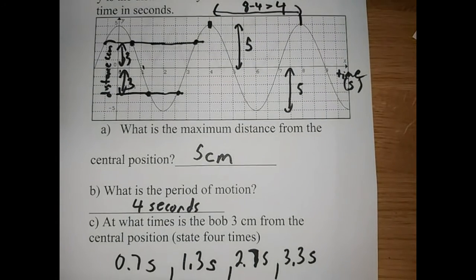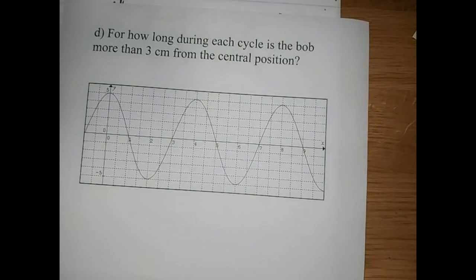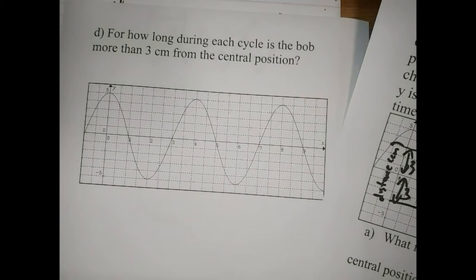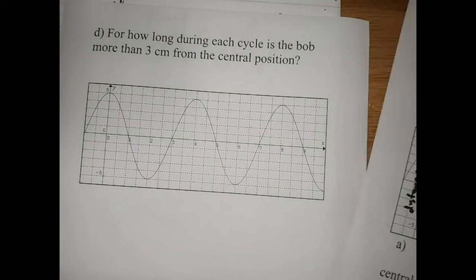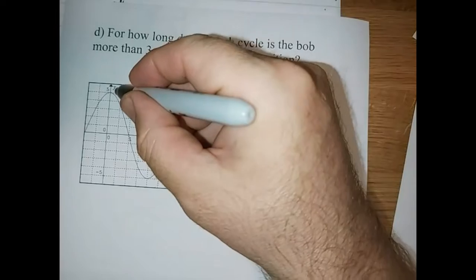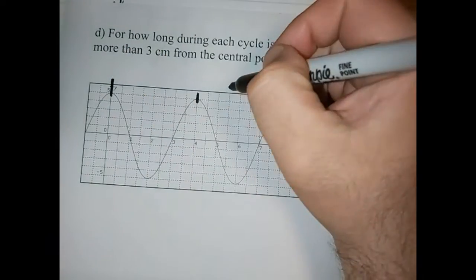Okay, let's look at the next question. We're still not done. D. For how long during each cycle is the bob more than 3 centimeters from the center position? So let's look at one cycle. Let's look from here to here. There's a cycle here. Okay, more than 3.